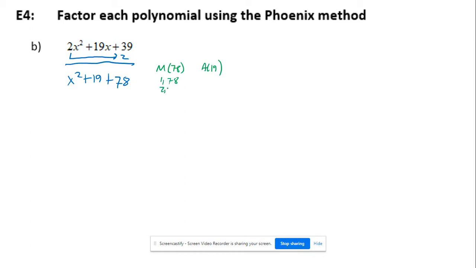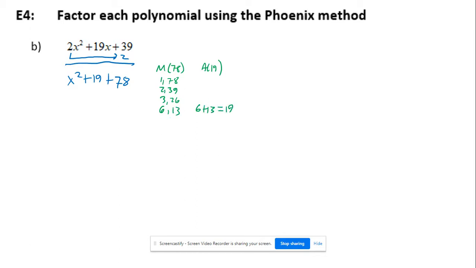And I know 2 and 39 because that's the ones we just did. But for any other ones, I'm getting out my calculator and I'm dividing. 78 divided by 3 is 26. 78 divided by 4, decimal. 78 divided by 5, decimal. 78 divided by 6 is 13. So I have 6 and 13, and those two numbers added to equal 19.